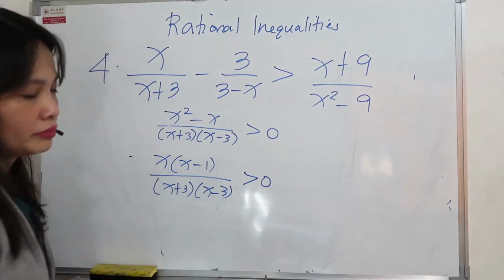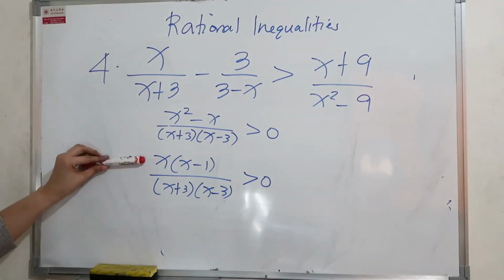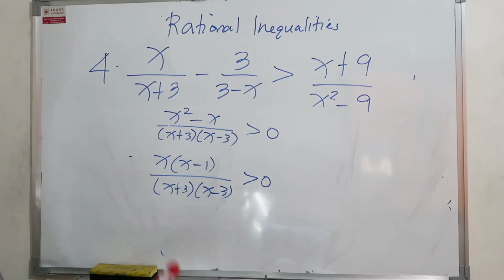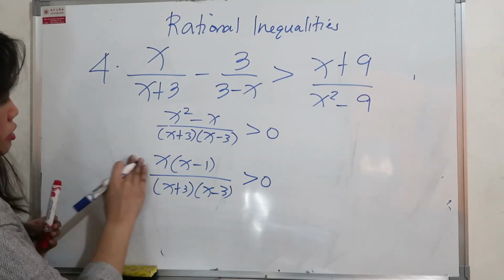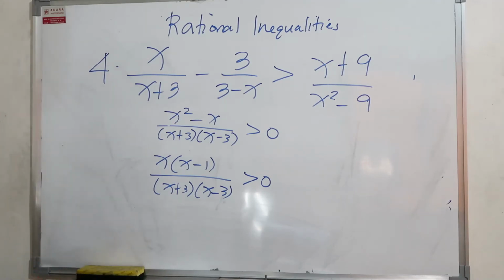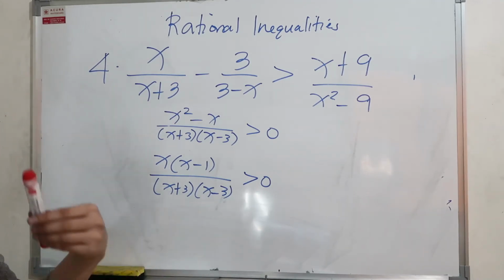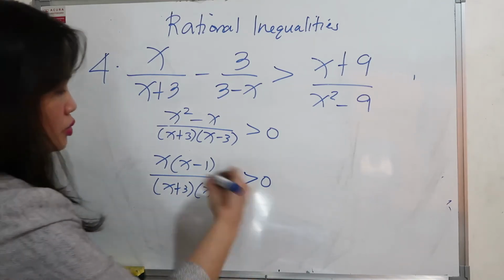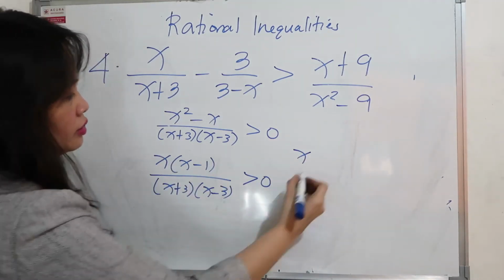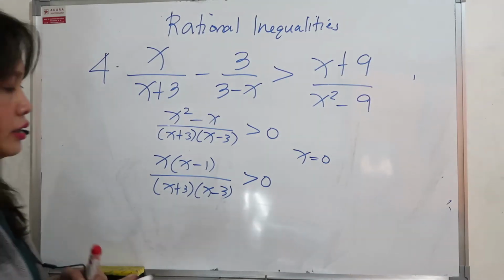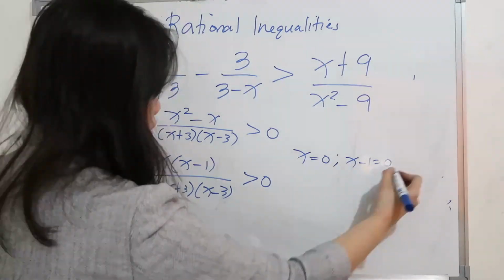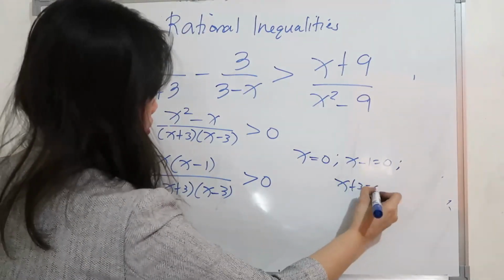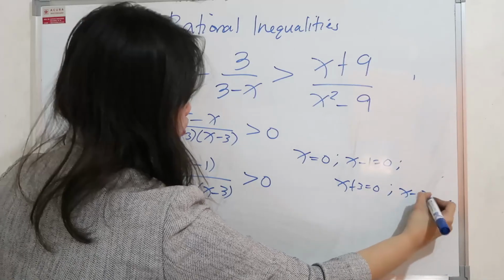Greater than 0. After we get the factors of your numerator and your denominator, you can now determine the critical values, or the zeros, of your numerator and your denominator. So what are your zeros? To determine the zeros, you need to equate each factor to zero. For the numerator, we have x equals zero, and then x minus 1 equals 0, and then x plus 3 equals 0, and then x minus 3 equals 0.